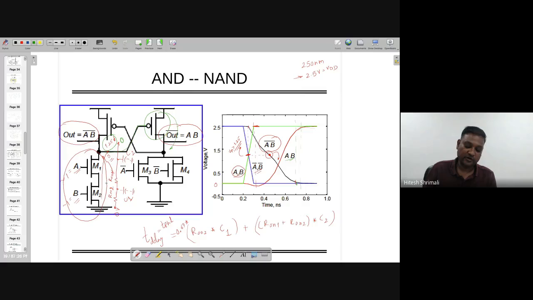You can do it for the reverse. Note that when A and B both are 1, at that time this particular transistor is off, this transistor is also off, and this transistor is also off. That's why they are not going to interfere with these two nodes, right? It will be governed by the logic of A and B, which are connected to M1 and M2, right? So this is how it goes.